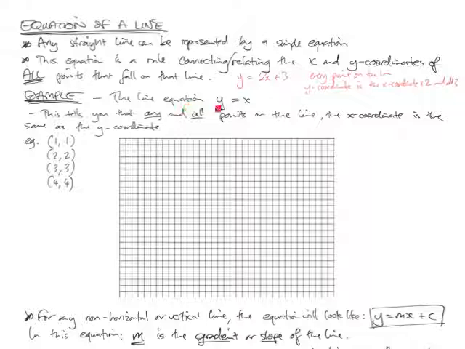The line equation, if y is equal to x. So what's that saying? That tells you that any and all points on the line, the x coordinate is exactly the same as the y coordinate. So for example, 1, 1, 2, 2, 3, 3, 4, 4. There's no stuff that needs to be done to the x to tell you what y is. It's just straight up equal because y is equal to x.